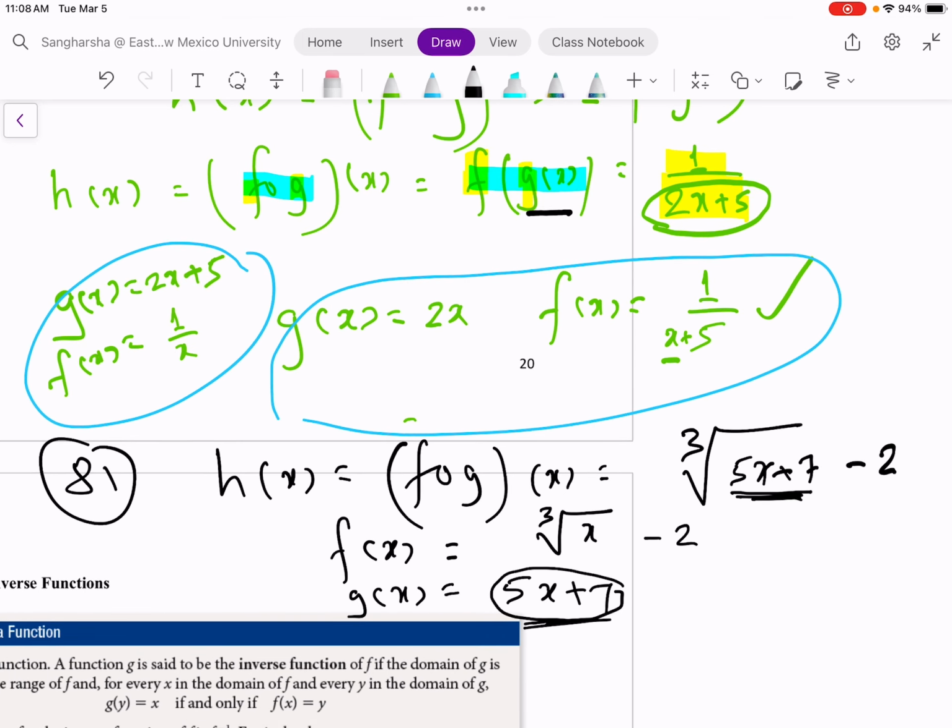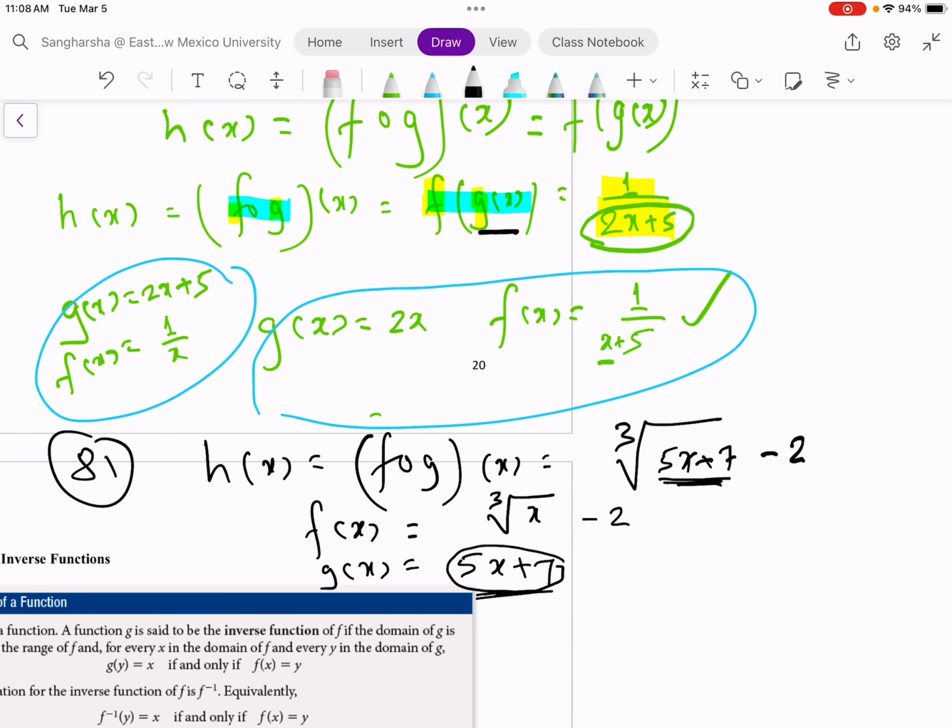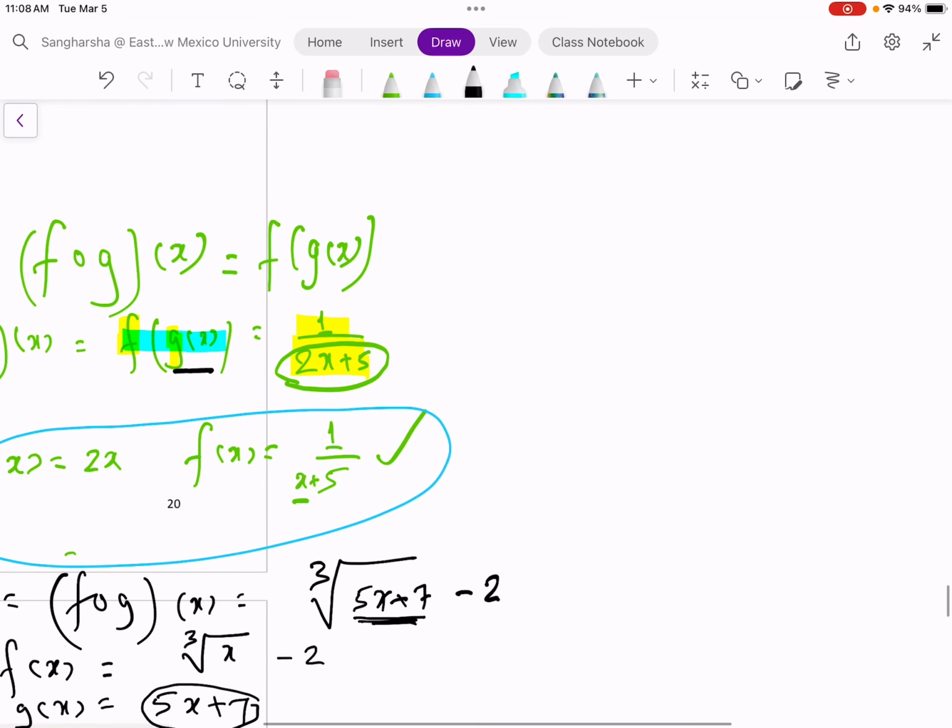Okay, this is from your homework. Does anyone have a question? Okay, so let me do one more. That's going to be number 95.